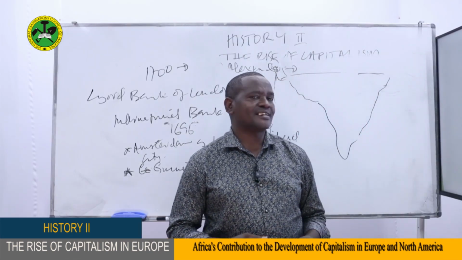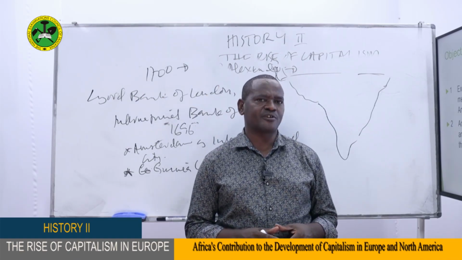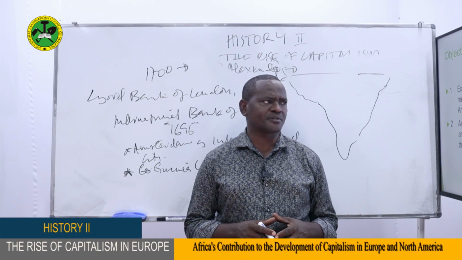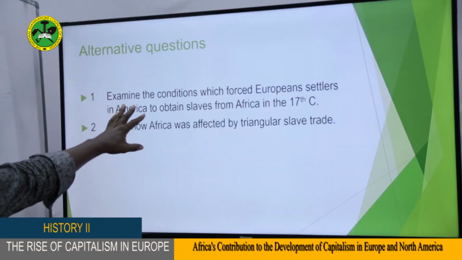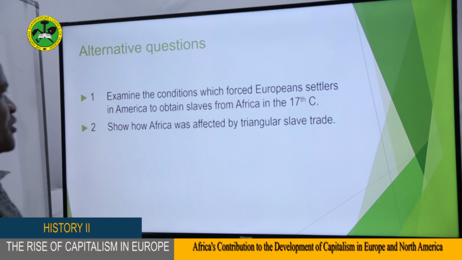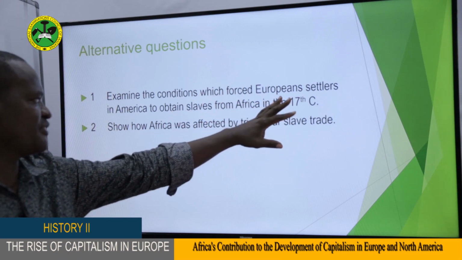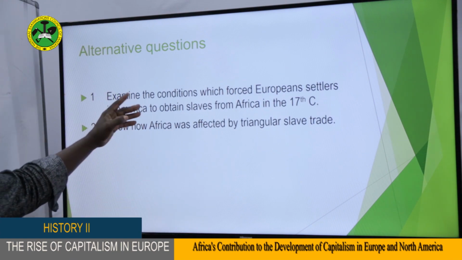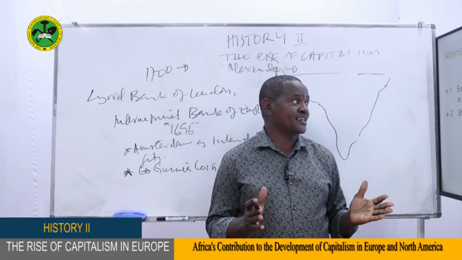My dear students, let us just break for a while. Be back. Welcome back, my students. After we have gone through our lesson of today, my dear students, now I'm quite sure that you can attempt these questions. The first question was, examine the conditions which forced European settlers in America to obtain slaves from Africa in the 17th century. My dear students, I know now you have the answers to this question. Of course, we have gone through them and you have the answers.